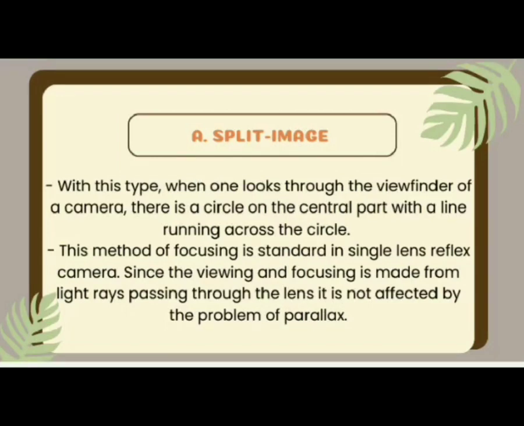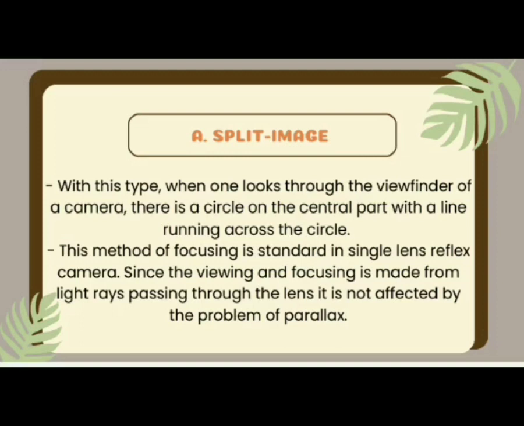Split image. Within this type, when one looks through the viewfinder of a camera, there is a circle on the central part with a line running across the circle. This method of focusing is standard in single-lens reflex cameras, since the viewing and focusing is made from light rays passing through the lens. It is not affected by the problem of parallax.